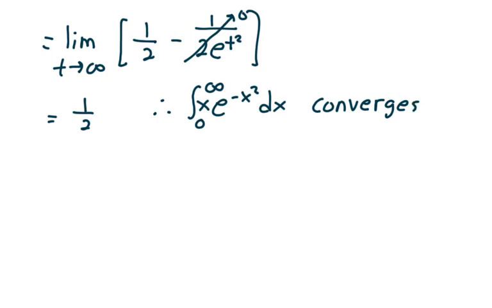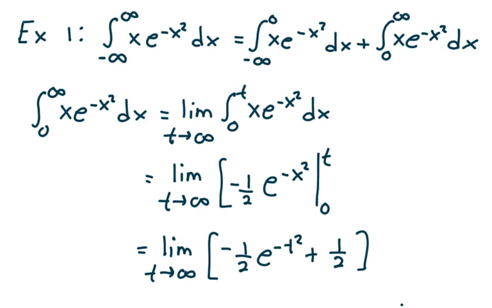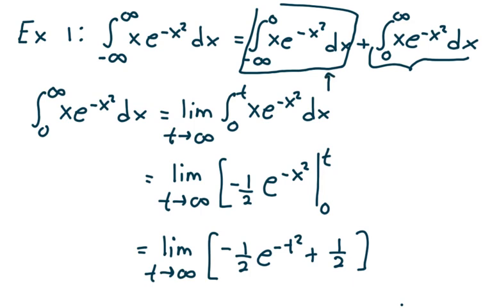Well, we're not done. Why? Because we don't know anything about this one, this improper integral. So we broke up the integral from negative infinity to infinity of x e to the negative x squared dx into the sum of two improper integrals. If this second integral converges, we still have to figure out if the first integral converges. If the second integral diverged, we are done.